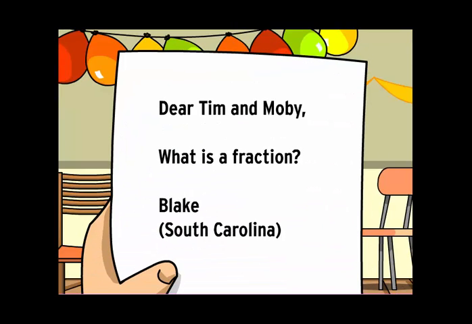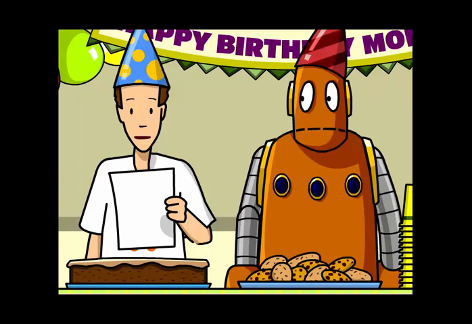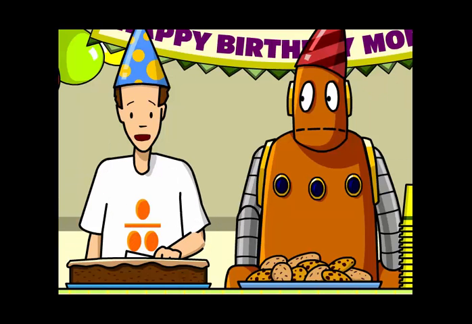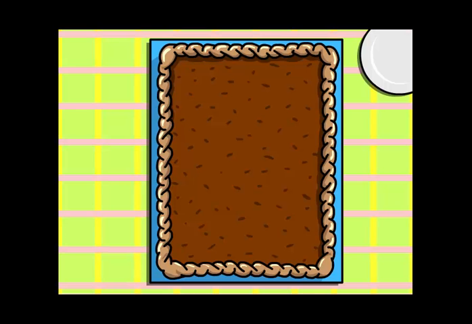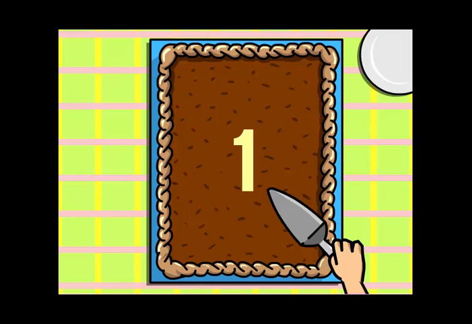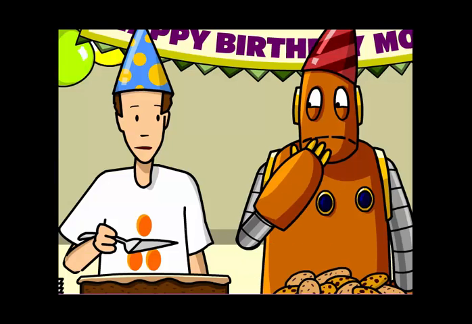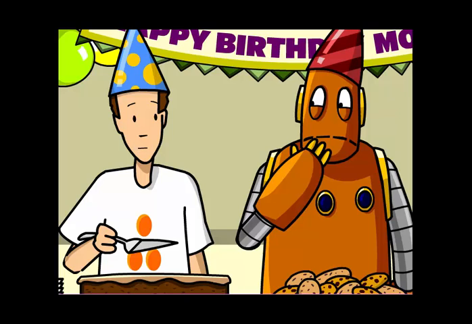Dear Tim and Moby, what is a fraction? From Blake. I can show you, Blake, using these tasty props. Cake and cookies. Anyway, think of a fraction as part of a whole, or a set. Here, we've got one whole birthday cake, which I'm going to cut up into smaller pieces. Because it's nice to share, that's why.